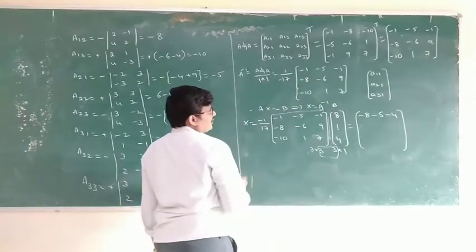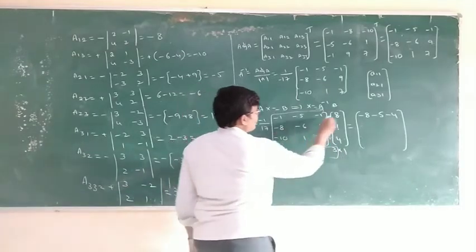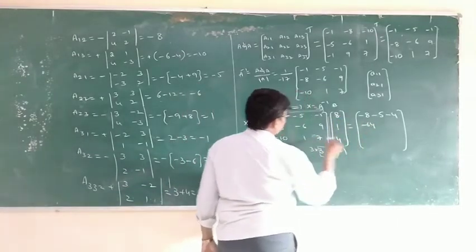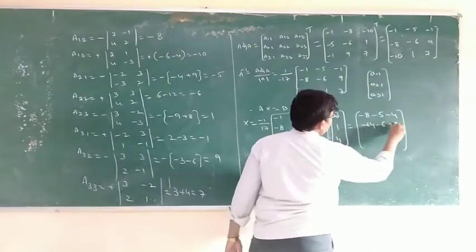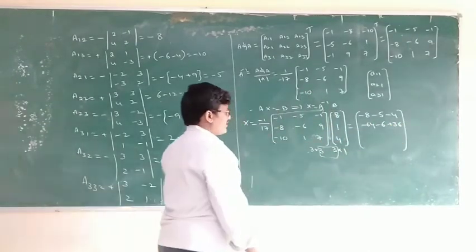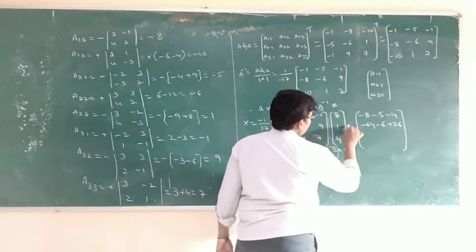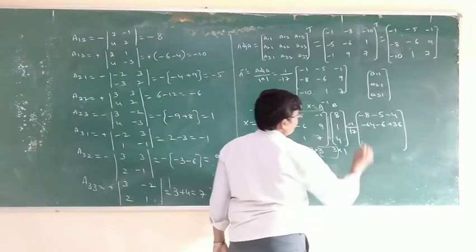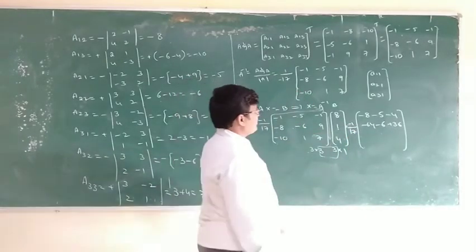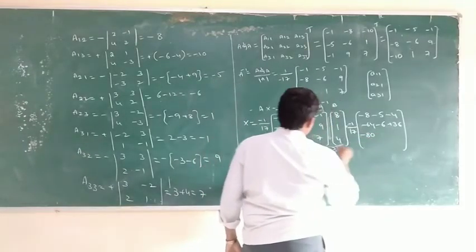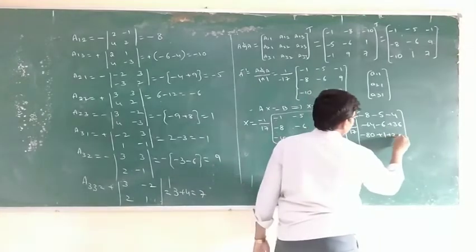Next, the second one, 2 1. 2 1 means second row, first column. Minus 8 into 8, minus 64. Minus 6 into 1, minus 6. 9 into 4, 36. In between, plus. Then the third row: minus 10 into 8, minus 80. 1 into 1, 1. 7 into 4, 28. This is minus 1 by 17.